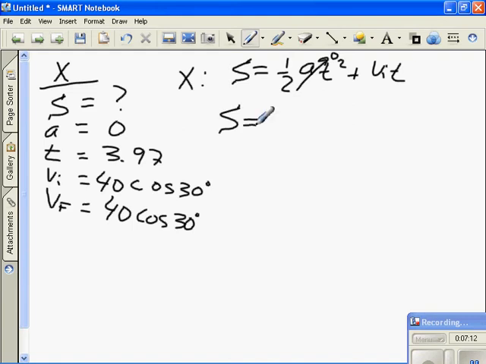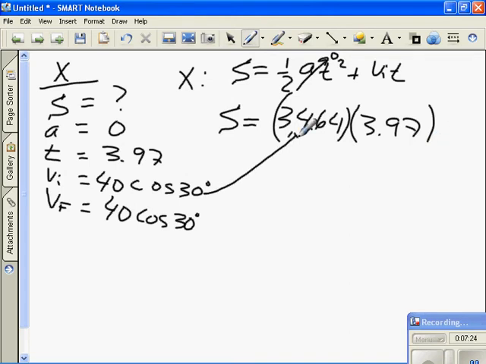So the distance she should go down the field will equal 34.64 times 3.97, where 34.64 is the value of 40 times the cosine of 30 degrees. Help us out here, Sam, please. Multiplying together works out to be, nice and loud, 137.52.